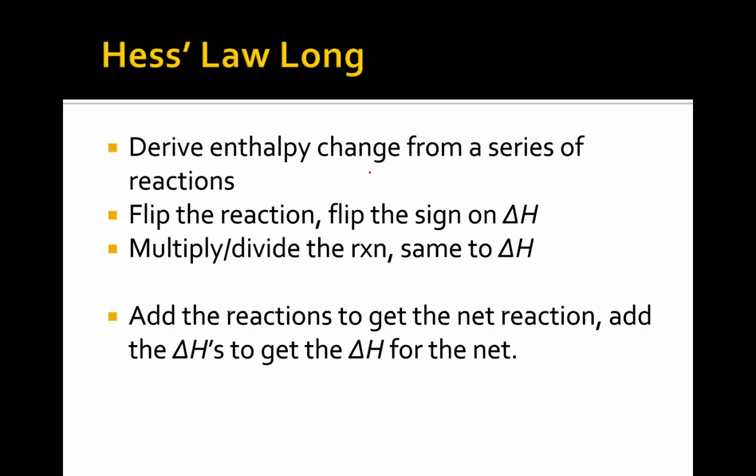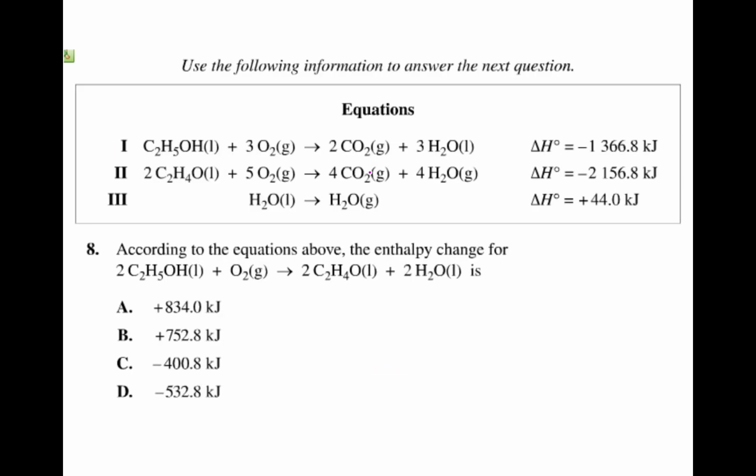Now, if you're using Hess's law, I always like to say it's like a series of puzzles. We're figuring out how to manipulate the puzzles to get to your target equation. So we want to remember these rules: if you flip a reaction, you flip the sign, and if you multiply or divide your reaction, you also multiply or divide delta H. Then you add your reactions together. Everything that you don't need should cancel out, and then you can add your delta H for the net reaction.